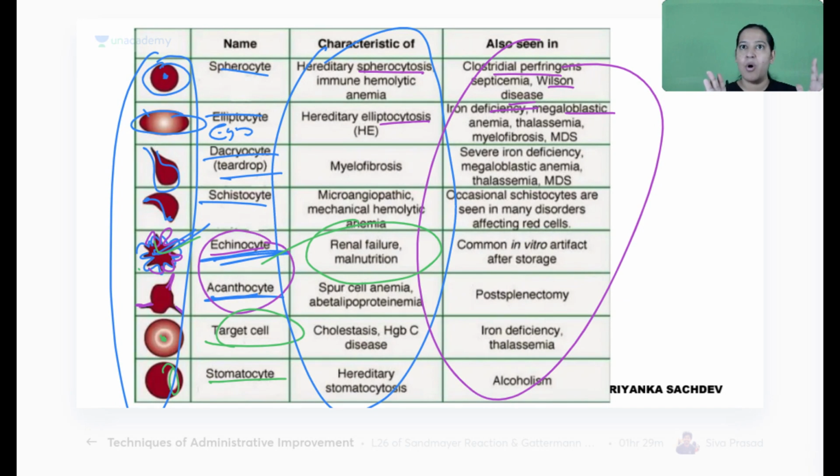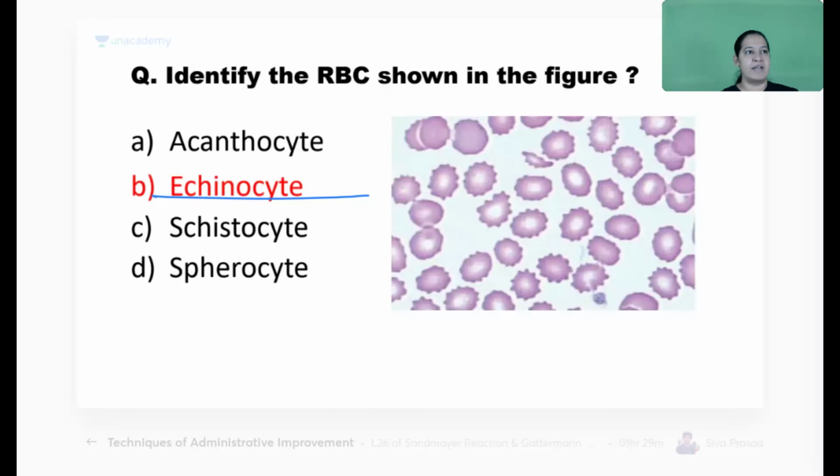अगर easy level का बनाना होगा तो they will give you the image and say identify it. And difficult level का question बनाना होगा तो they will give you the same image and tell you the condition in which it is seen. So you should know both columns in this table. Everyone give me a thumbs up if you got me. So the correct answer here is echinocyte. That is B is the correct answer here.